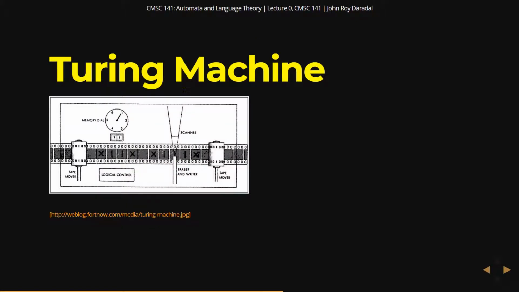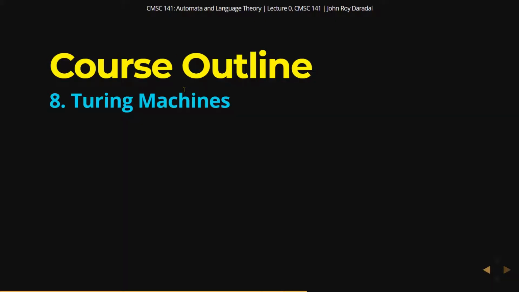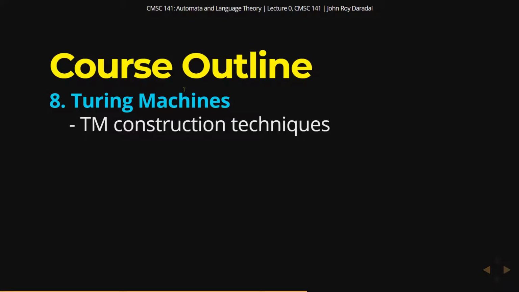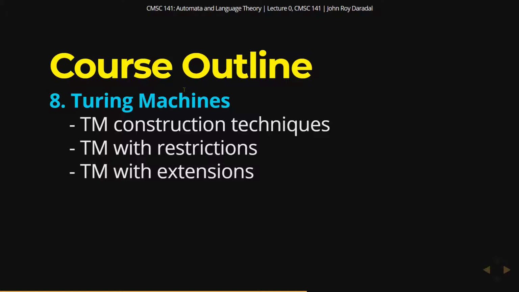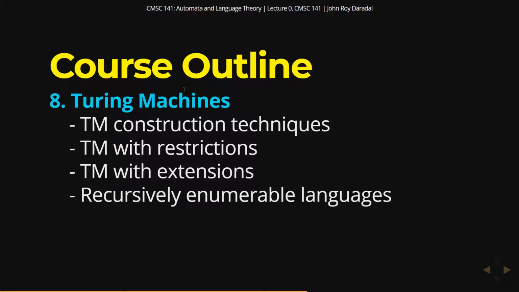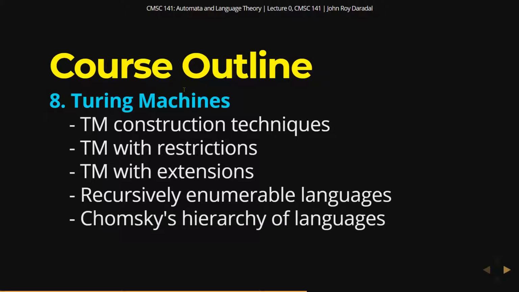And finally, the last set of topics would be centered around Turing machines. Okay, so Turing machines, how to construct the Turing machines with restrictions and extensions, and then the corresponding language for Turing machines, which is recursively enumerable languages. And we'll also discuss Chomsky's hierarchy of languages.